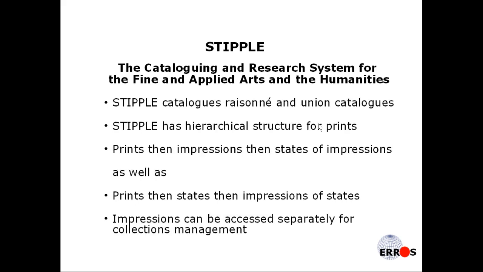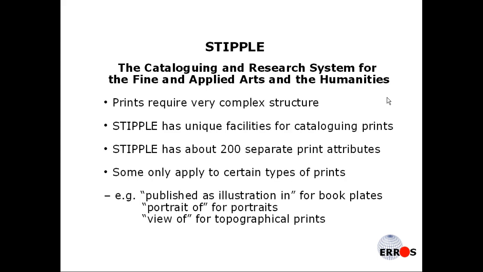STIPPLE allows the creation of catalogues raisonné and union catalogues. STIPPLE puts all impressions and states of a print together. Users can access the record for a print, and then access their impressions of that print, and STIPPLE will display state information about each impression. Users can also access a print record and then its states. STIPPLE will display for each state all impressions from all collections. STIPPLE also allows each impression to be handled as a separate object for collections management purposes.